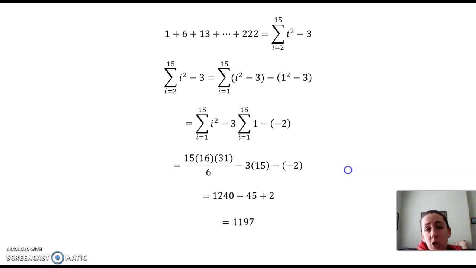And again, I encourage you to take your calculator and actually sum these numbers. You know, do 2 squared minus 3 plus 3 squared minus 3 plus 4 squared minus 3 plus 5 squared minus 3 all the way up to 15 squared minus 3, and you'll see we get the same number of 1197. You'll notice very quickly that these summation formulas, especially if we were going from like 2 to 100, would be a lot quicker than actually calculating all of those numbers up and adding them.